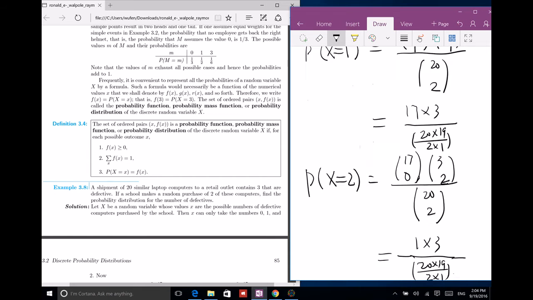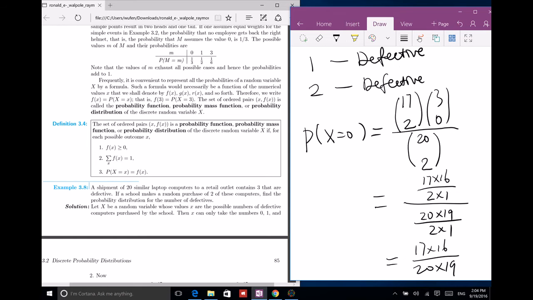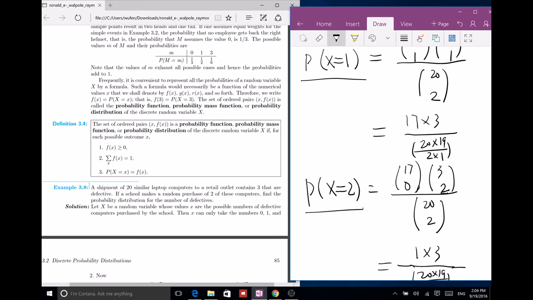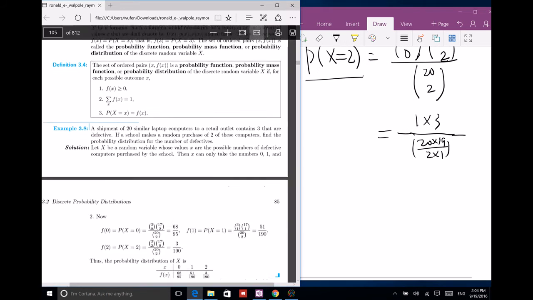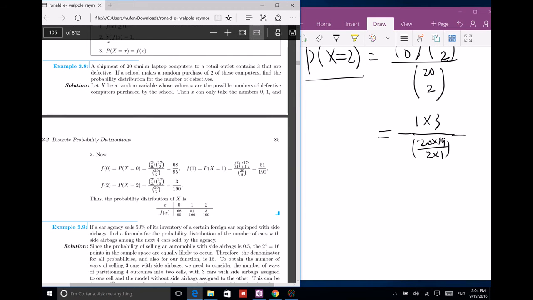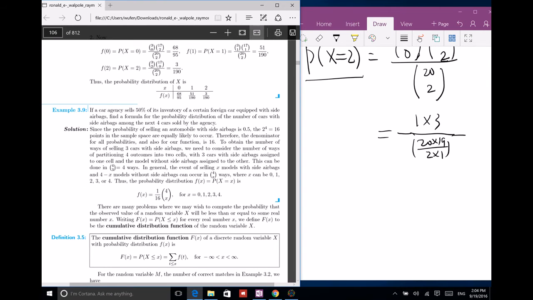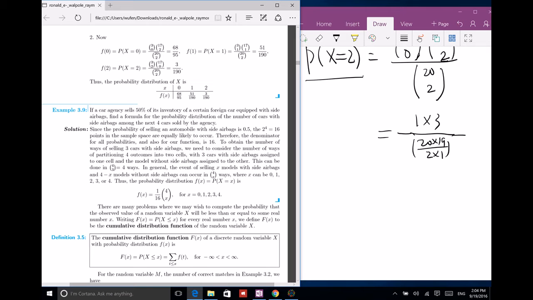That's the probability of zero defective computers. The probability you get 1 defective out of 2. The probability you get both defective. This is all the probabilities, and this is the explanation of this problem. Okay, and you can look at example 3.4 by yourself. I don't think it's really hard. Well, I'm not going to explain that again. You can spend some time reading that one.